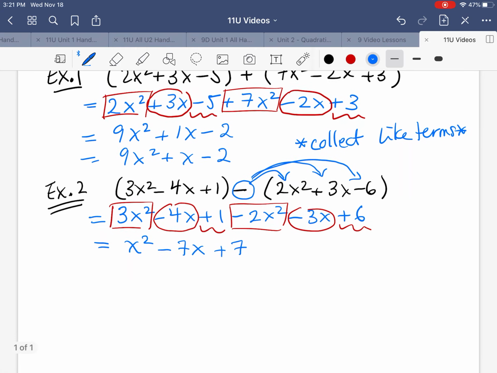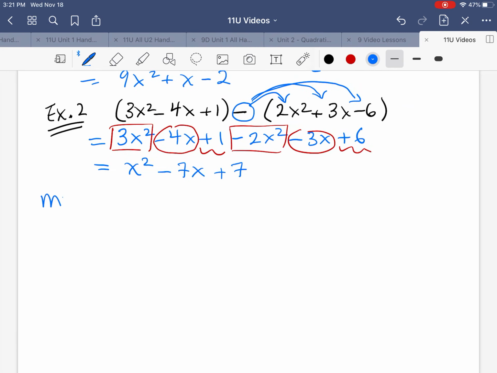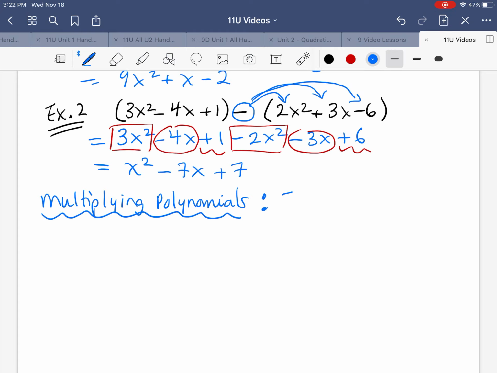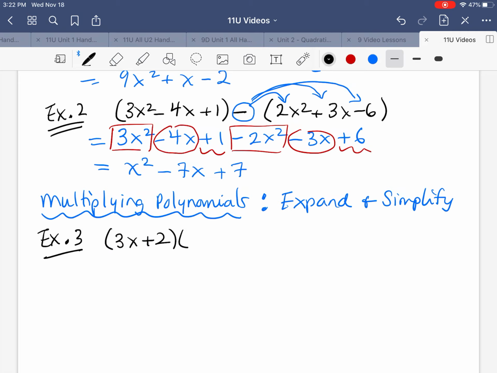Now let's look at multiplying polynomials. And when we are multiplying polynomials, what we are doing is expanding and simplifying. So expand means to multiply out, and then we will simplify by collecting our like terms. So here's our third example. We have (3x + 2) times (5x - 7).